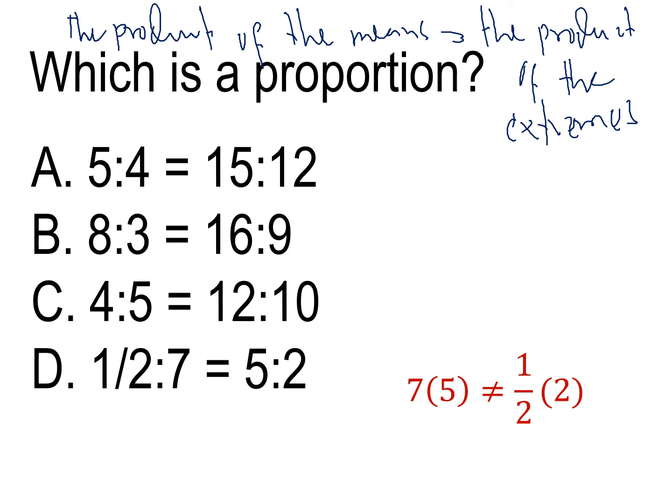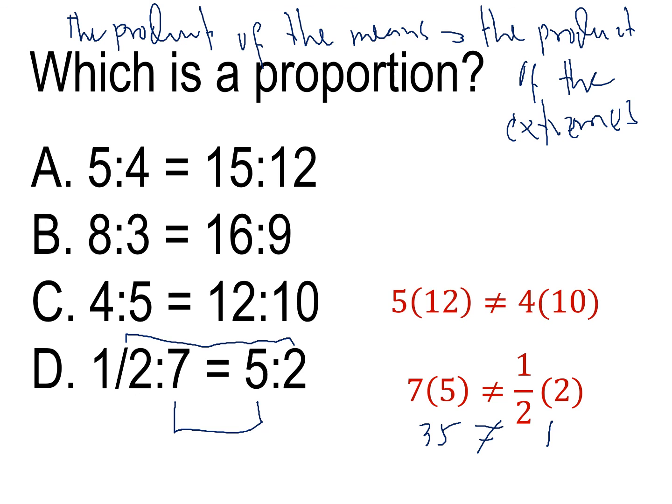Ano ba yan? For example, ito, 7 times 5 is 35. Then, product of the extremes, 1 half times 2 is 1. O, hindi naman sila equal. Hindi sila proportional. Ganon din doon. 5 times 12 is 60. 4 times 10 is 40. So, hindi siya proportional. 3 times 16, 48. 8 times 9, 72. Not a proportion.